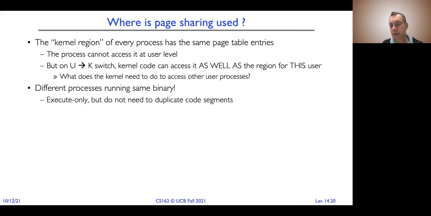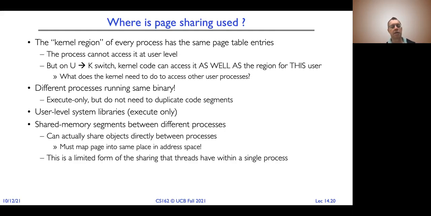During different processes running the same binary, you don't need to replicate that because the code is read-only. The same goes for user-level libraries, like I mentioned, or even sharing data. You can share data between two processes. You can use shared memory.